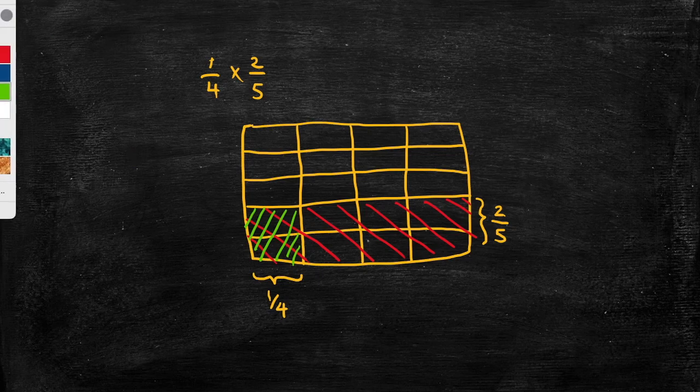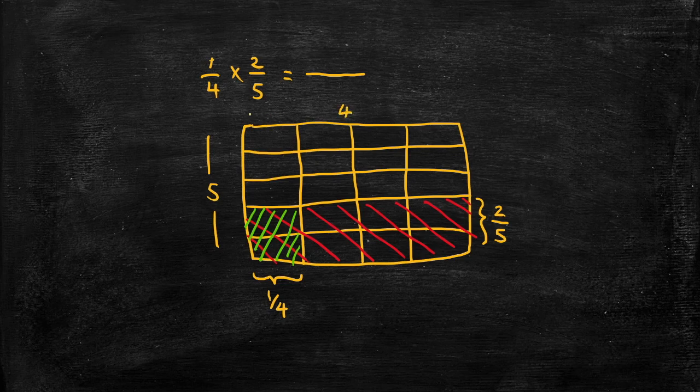Let's go back to yellow. Total number of little rectangles that I've got in my big unit rectangle, there's 5 along this side and 4 along this side. So I've got 4 times 5, I've got 20 little rectangles, and I've shaded 2 of them in green.